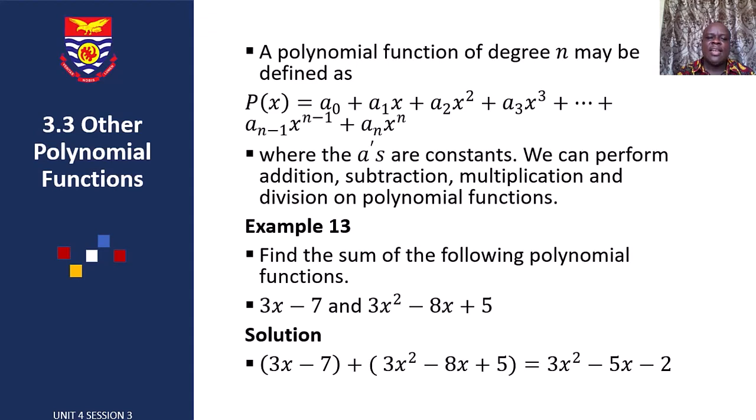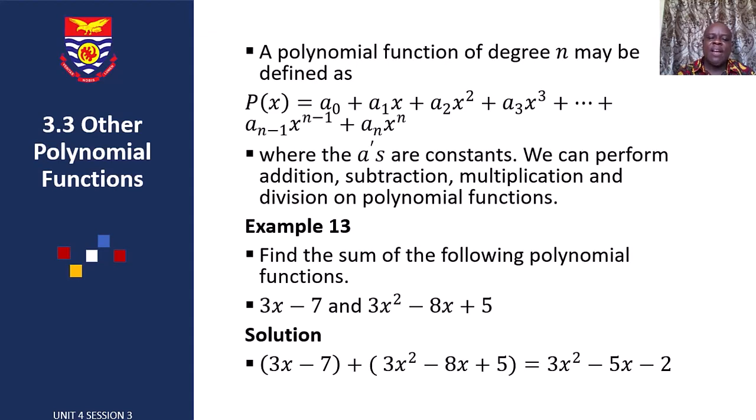Let's look at example 13. Find the sum of the following polynomial functions: 3x minus 7 and 3x squared minus 8x plus 5. Let's look at the solution. We will add the two polynomial functions, 3x minus 7 plus 3x squared minus 8x plus 5. To do this addition, we group like terms and add them. We see that 3x squared is the only one there. We don't have any term in exponent 2. So we write 3x squared.